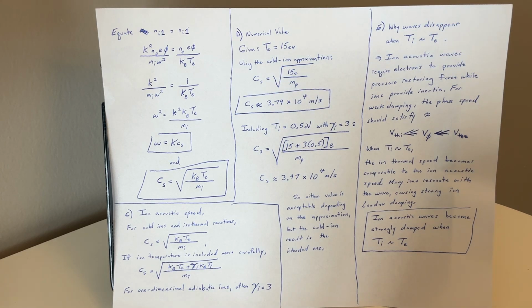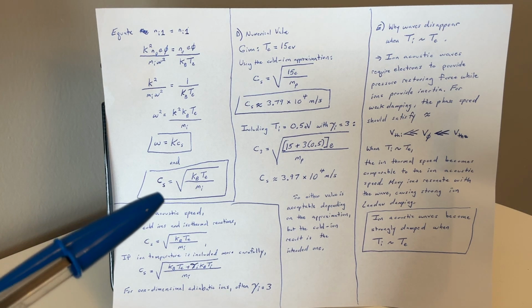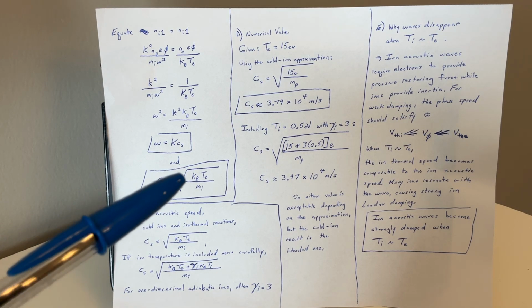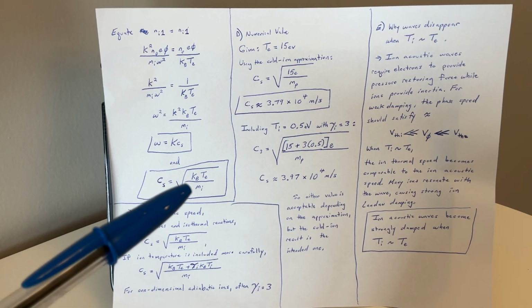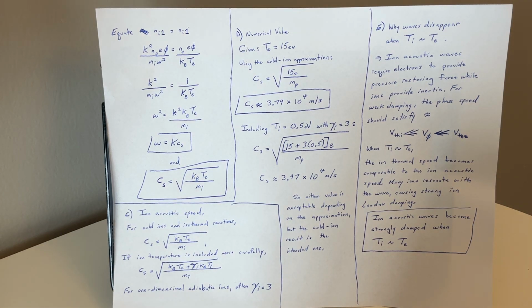So our omega is going to be k c_s, and c_s is going to equal the square root of k_B T_e over m_i. Okay, so that takes care of that portion. That was part B, the ion acoustic wave dispersion relation, in the limit T_e much greater than T_i.